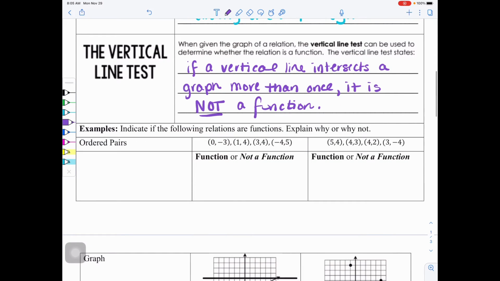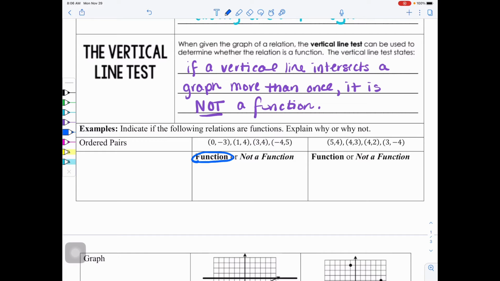So now let's go through some examples and indicate if the following relations are functions and explain why or why not. So we'll start with ordered pairs. You can see here we have a list of ordered pairs or coordinates, (0, -3), (1, 4), (3, 4), and (-4, 5). So you want to make sure that each input only has one output. So 0 only gets paired with -3, an x value of 1 is only paired with 4, an x value of 3 is paired with 4, an x value of -4 is paired with 5. So each input only is paired with one unique output. So this is a function.